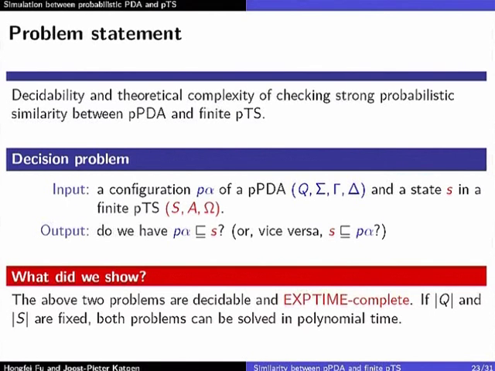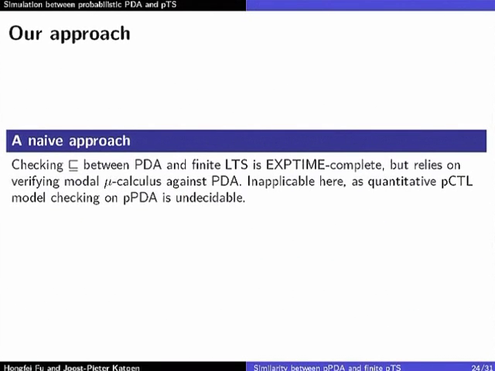And actually, if you fix the number of control states and the number of states in your transition system, then both problems can actually be solved in polynomial time. Good. What's the approach? The naive approach will be the following.